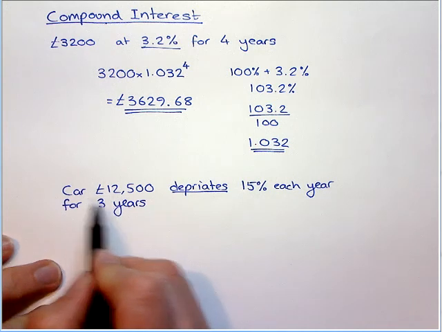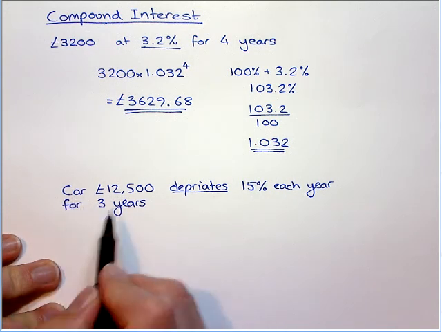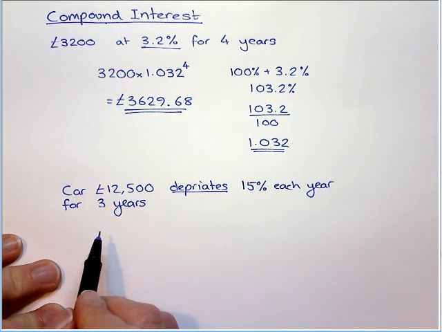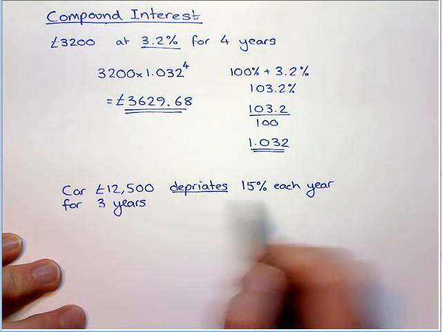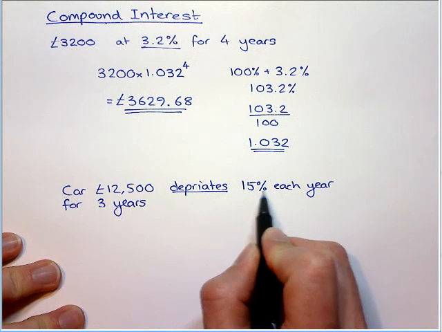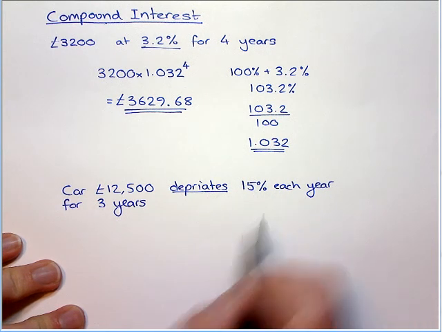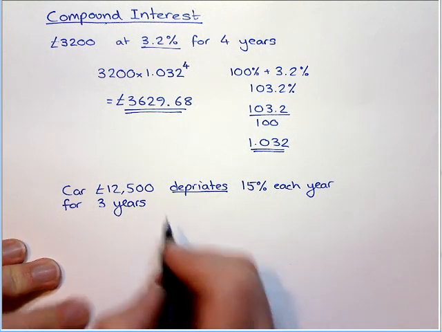Now, another way they can do it is talking about a car. Let's say you buy a car for £12,500, and that depreciates, which means it decreases in value, by 15% every year. And we want to know how much it would be at the end of a 3-year period.